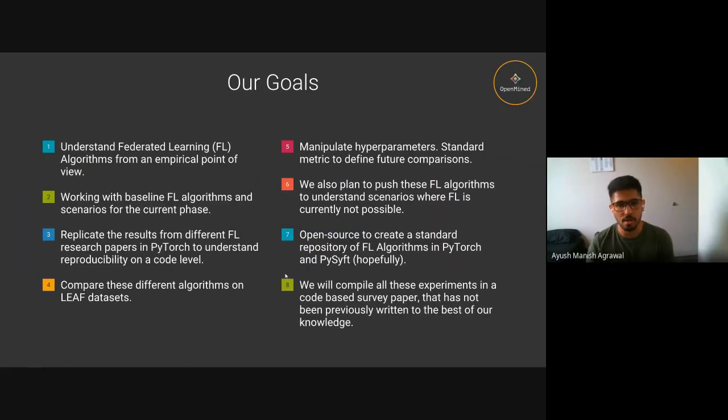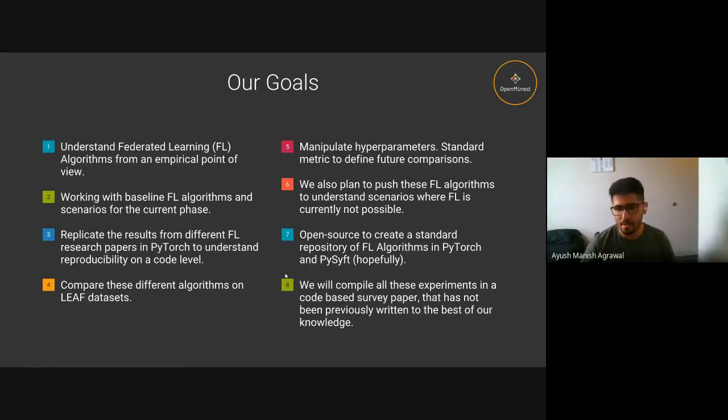So our goal is to understand federated learning algorithms from an empirical point of view. Right now we are taking baseline FL algorithms for our current phase. Our goal is to replicate these baseline algorithms in PyTorch and to understand their reproducibility from literature to code, because a lot of these research papers and the authors haven't provided the code for their research. Right now we are working mostly with MNIST, but we plan to use LEAF datasets in future for our implementations.